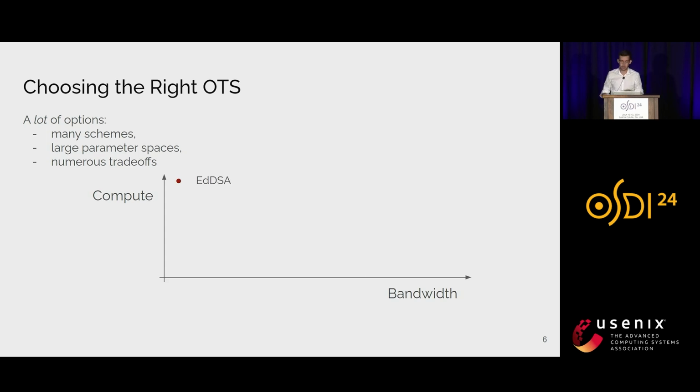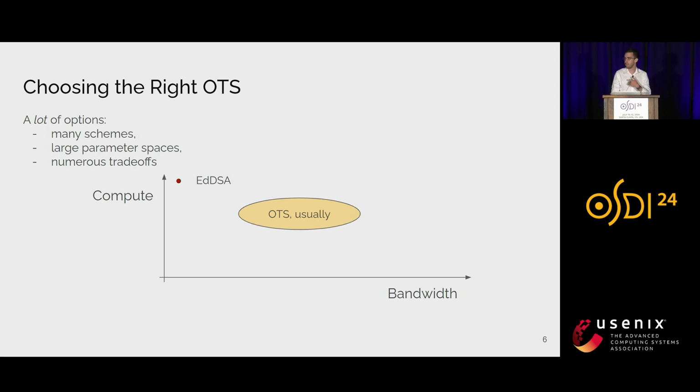If we were to plot EdDSA on this graph, and it's not an OTS, it's just for reference, it would be there. It demands a lot of compute, and the bandwidth requirement is very, very small. OTSs, usually they are used for machines that have very low compute abilities, but that don't have a lot of bandwidth either, so people try to stay in the middle.